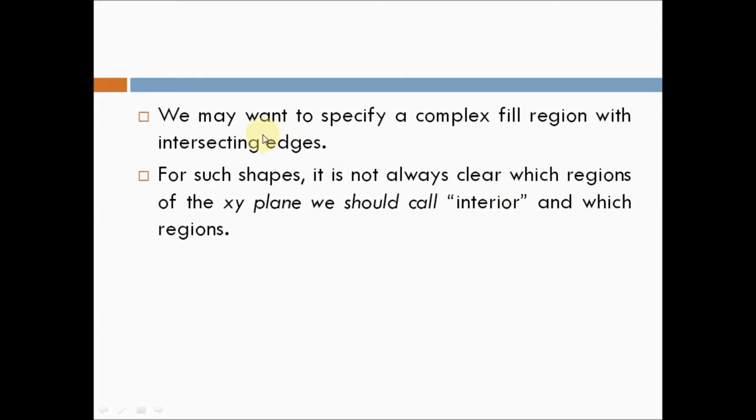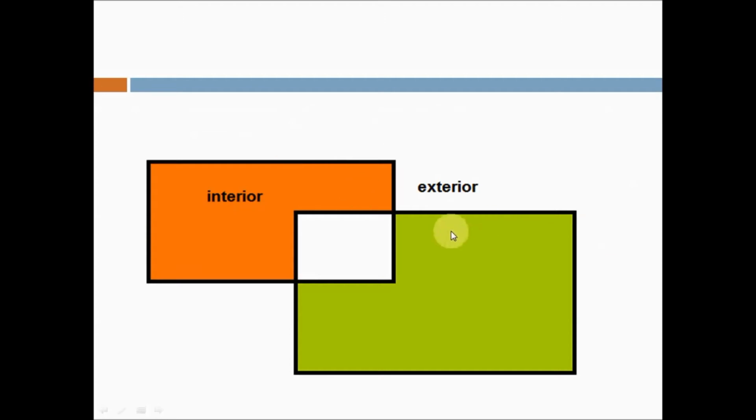See, and one more important thing, we may want to specify a complex fill region with intersecting edges. If I say a polygon, not every polygon will be simple. You can see here, this polygon's edges are intersecting with one another. You can see the highlighter. The polygon edges are intersecting with one another. In that case, it is still more difficult to find out which is the interior and which is the exterior.